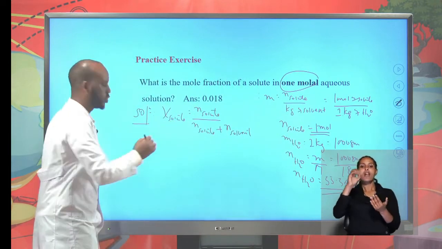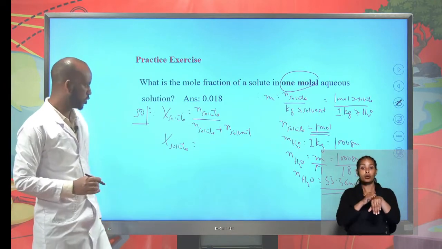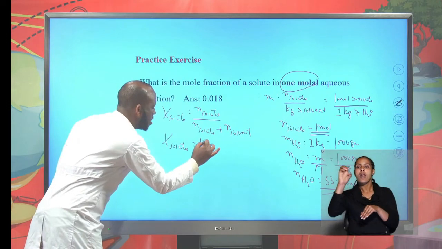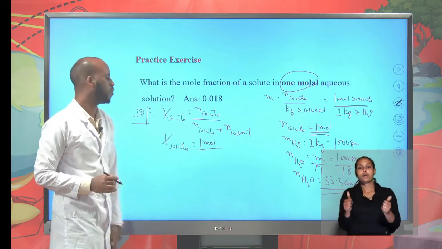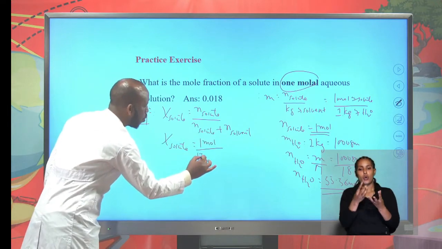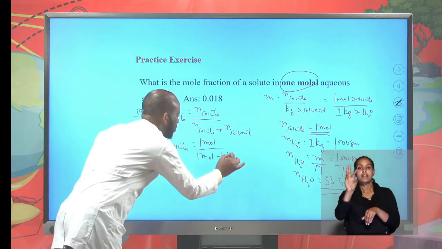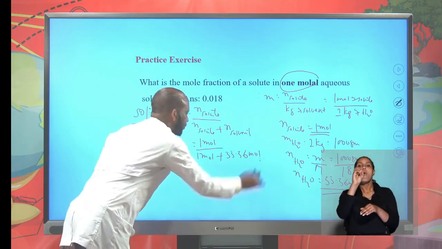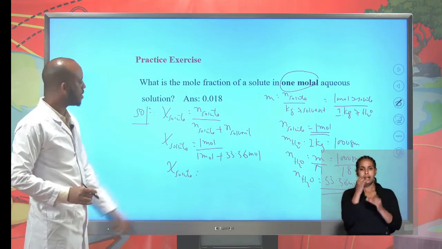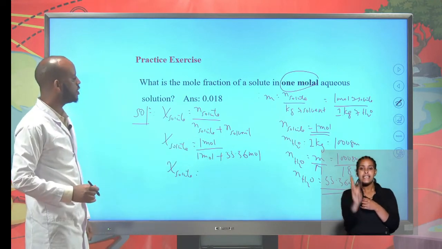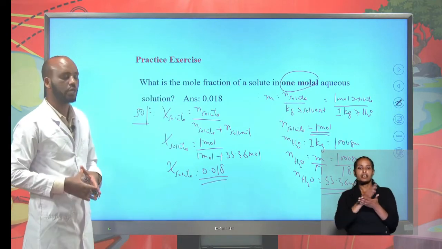Now, mole fraction of the solute equals number of moles of solute, which is 1 mole, divided by number of moles of solution, which is the sum of number of moles of solute and number of moles of solvent. Number of moles of solute is 1 mole plus number of moles of solvent is 55.56 moles. Mole fraction of the solute equals 1 divided by 1 plus 55.56, which is 0.018. Mole fraction has no unit.